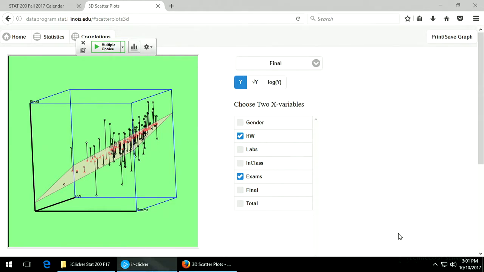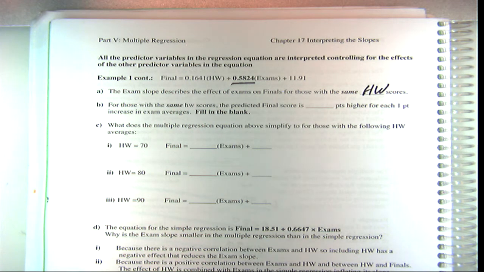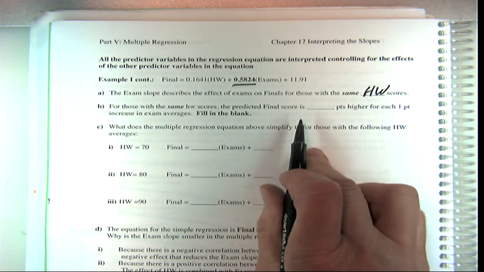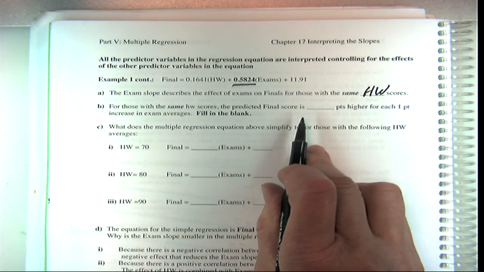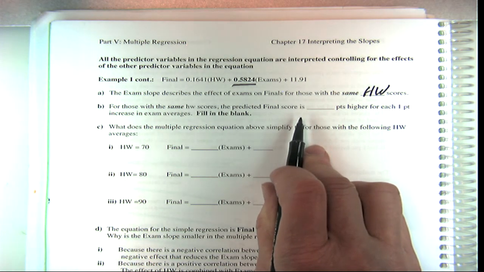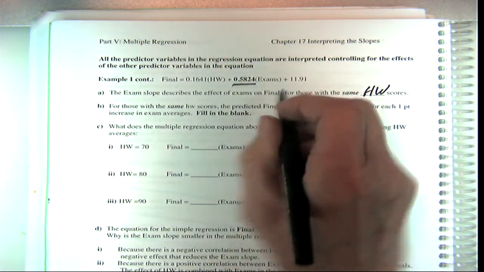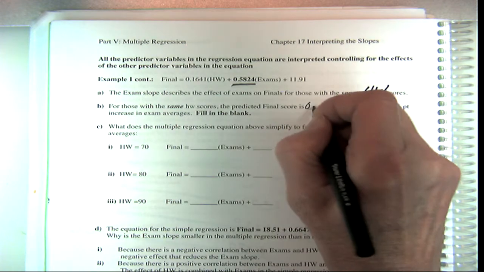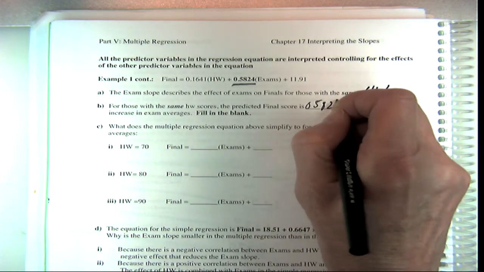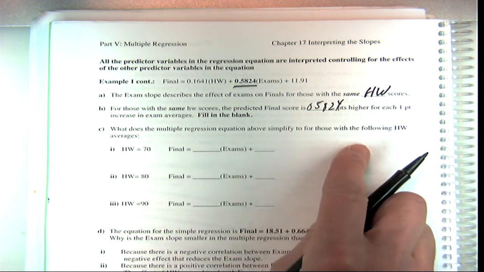Now, let's go back to the document camera. Now, let's look at those with the same homework scores. The predicted final score is how much higher for each extra point in the exams? This is just 0.5824. That's what that slope says. Now, what does the multiple regression above simplify to?